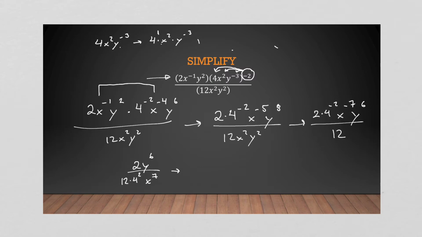And then just for the last bit, you might as well simplify your numbers. So 2 can divide with 12 and you end up with 1 over 6. That's one way to do it. You could have simplified that in many different ways. So now you have y to the 6 over 6 times 16. 4 squared is 16, x to the 7, which is 96. So y to the 6 over 96x to the 7.